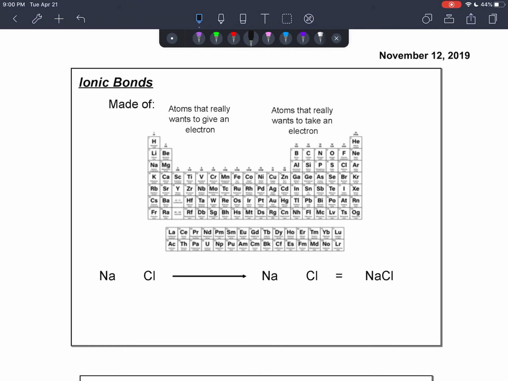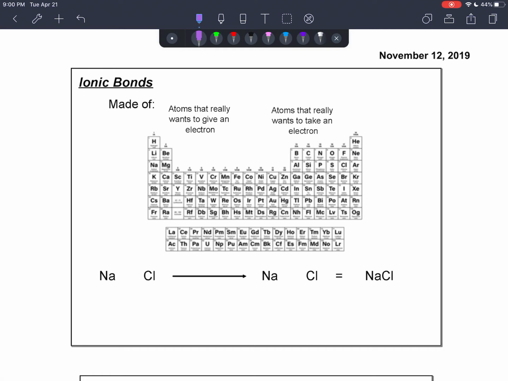Okay, so I promised you guys that I would dedicate an entire video to ionic bonds, so that's what I'm going to do. So ionic bonds are always made of two different types of atoms. First of all, they're made with an atom that really wants to give an electron away, and then they're made of an atom that really wants to take an electron. So let me show you what I mean by this.